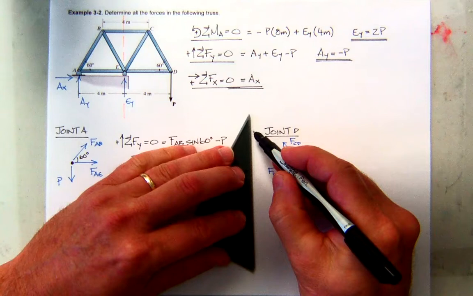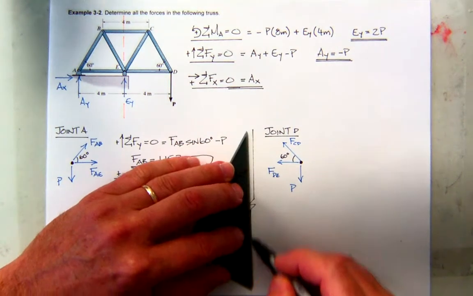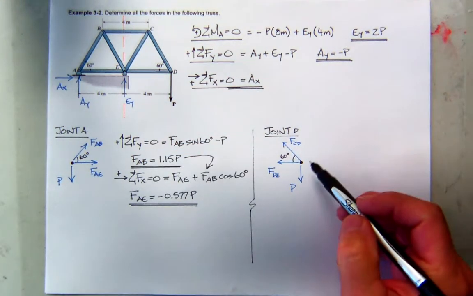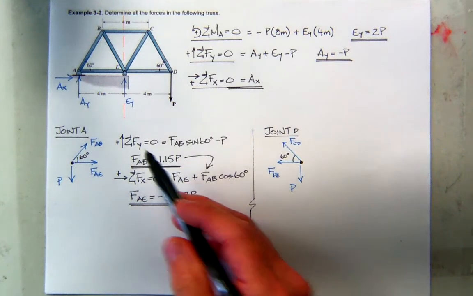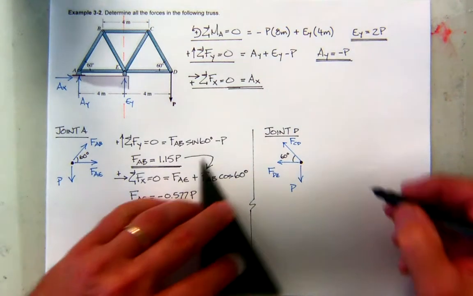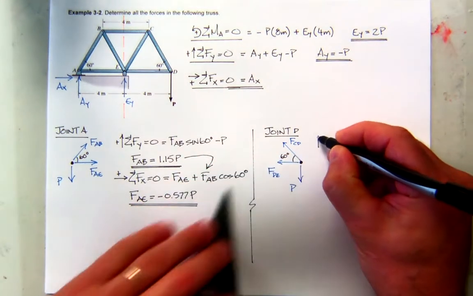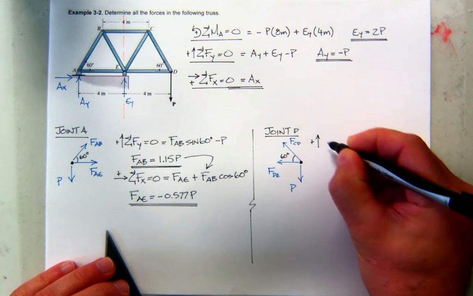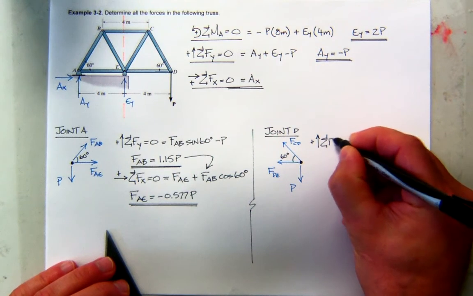But just to make sure that kind of looks a little clear, I'll put a little line there to kind of break it. So, just like we did here, we're going to start with summing forces in the Y because we only have one of our unknowns that has a Y component. And if you do that, you're going to see, hopefully, something very similar to what we've already done.